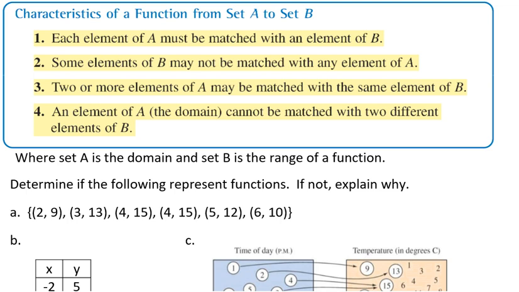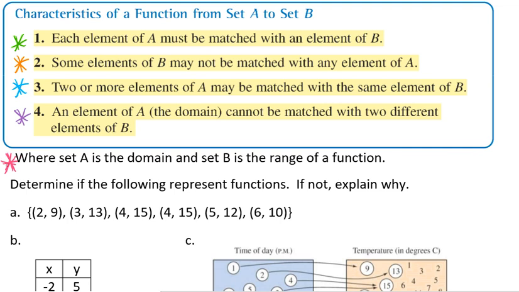So let's go over the characteristics of a function from set A to set B. First, each element of A must be matched with an element of B. Second, some elements of B may not be matched with any elements of A, and that's okay. The third characteristic is that two or more elements of A may be matched with the same element of B. And the fourth characteristic is that an element of A, the domain, cannot be matched with two different elements of B.